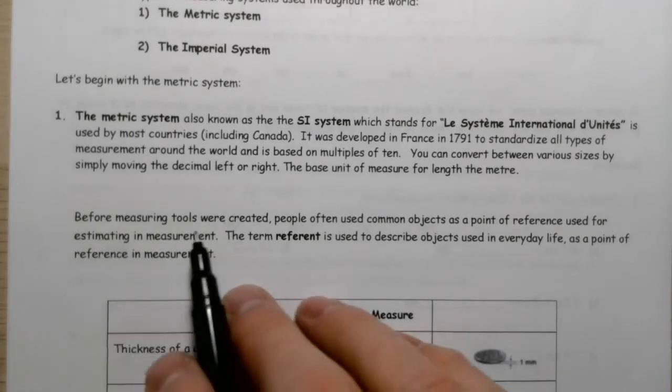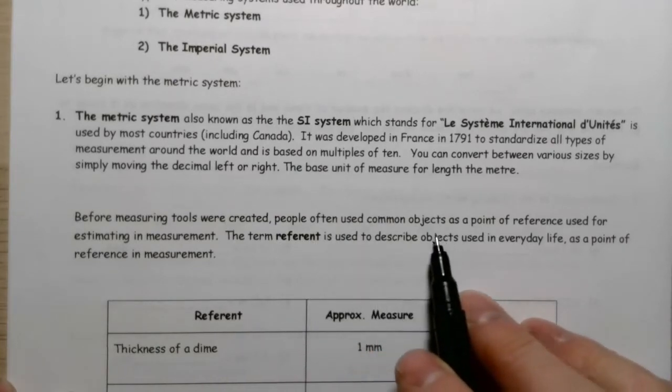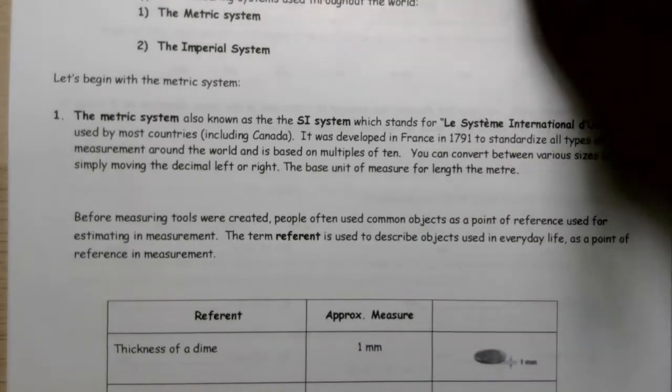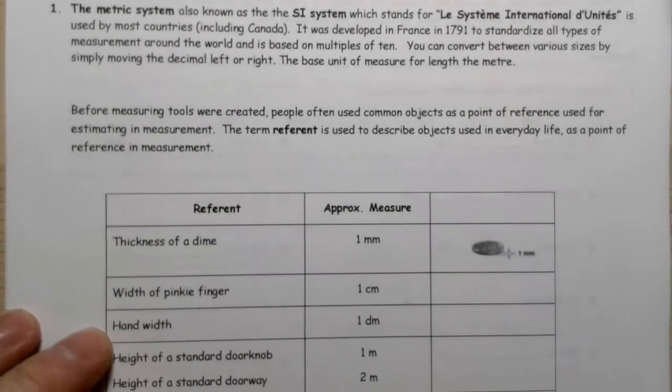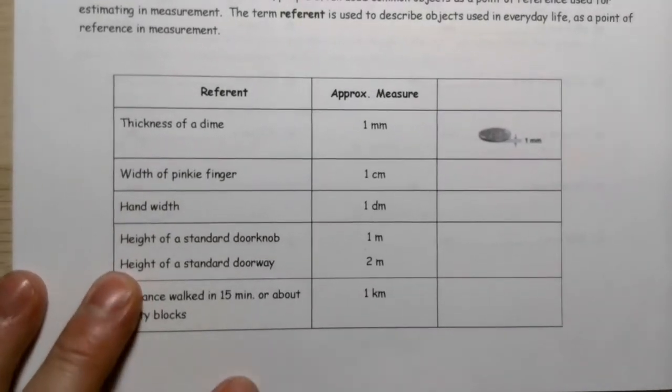Now, before measuring tools were created, often people used common objects as a point of reference when estimating measurement. And so we're going to talk about these things called a referent. When we're trying to estimate, for example, the width or the length of something, we've got these fairly common references that we can use to help us get a sense of the dimensions.